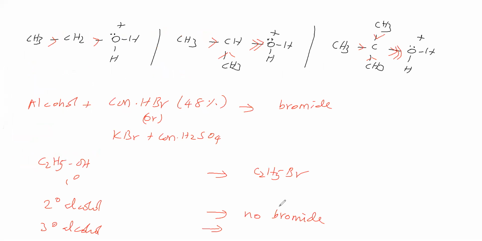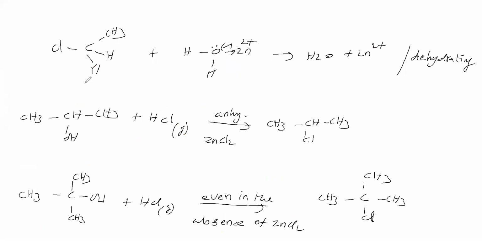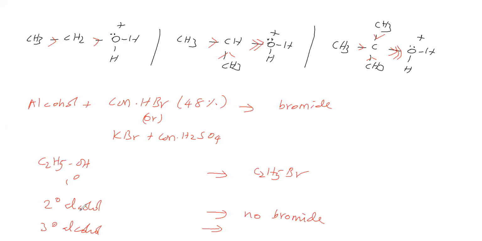Now we have to discuss why primary alcohol gives bromide, whereas secondary alcohol and tertiary alcohol are not giving bromide. Why is it so? Regarding chloride, I have given primary alcohol, secondary alcohol, tertiary alcohol. Secondary alcohol is giving chloride, but secondary alcohol is not giving bromide.